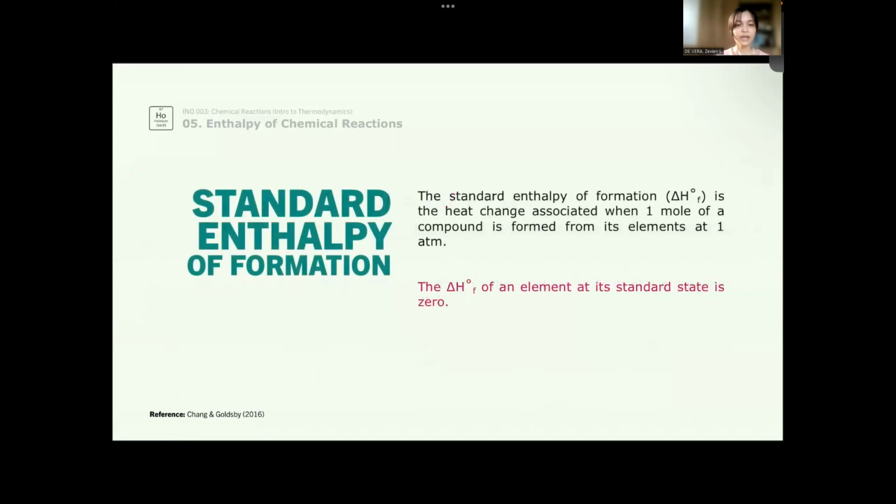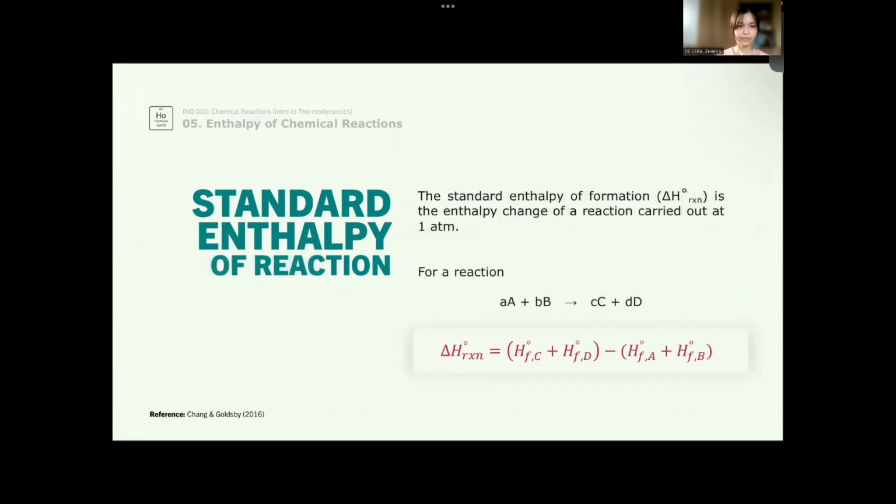As with any reaction, there is an enthalpy change associated with the formation of a compound from its elements. The standard enthalpy of formation of an element at its standard state is 0. The enthalpy change associated with a reaction occurring at 1 atmosphere is the standard enthalpy of reaction. The standard enthalpy of reaction can be calculated by subtracting the standard enthalpy of the reactants from the standard enthalpy of the products.